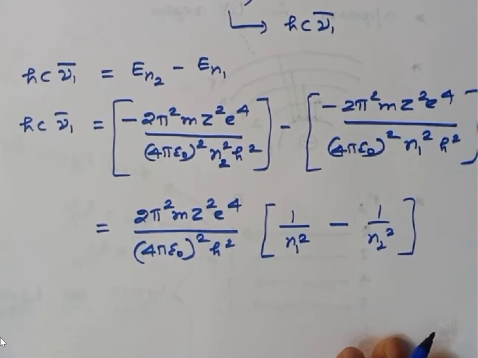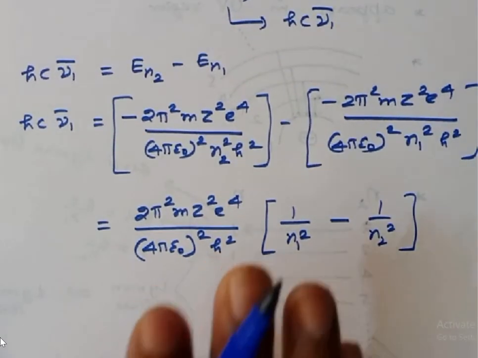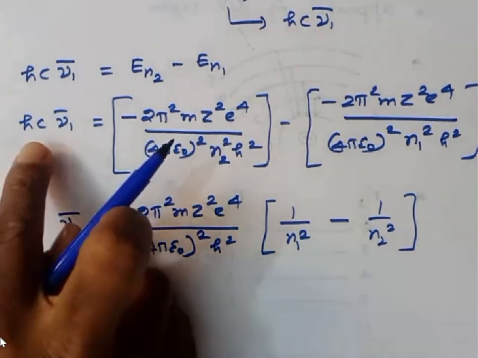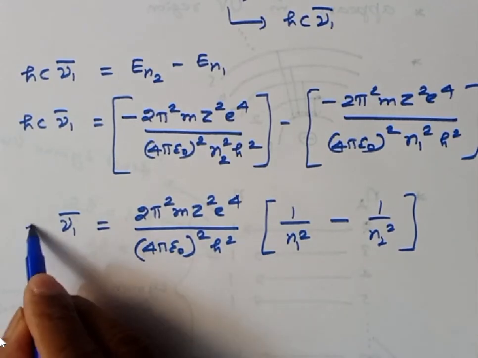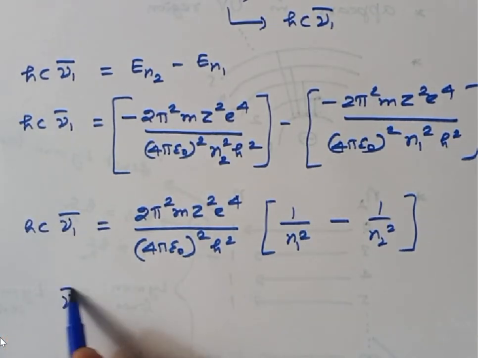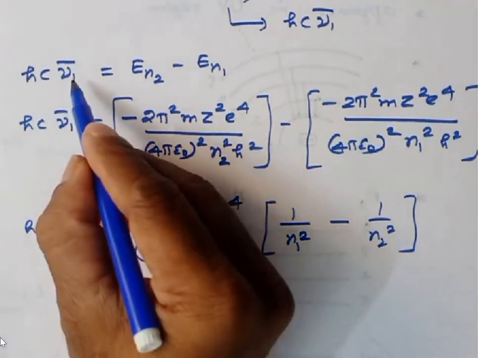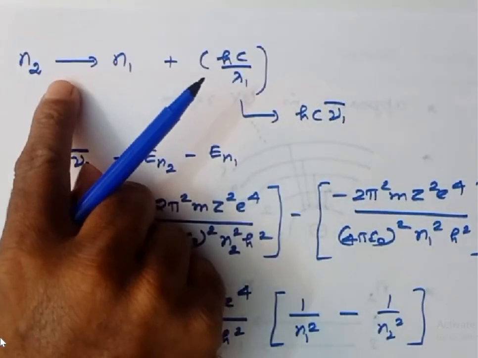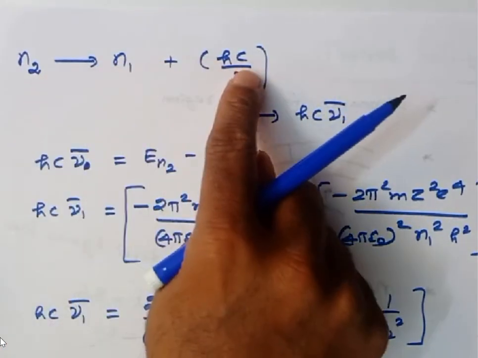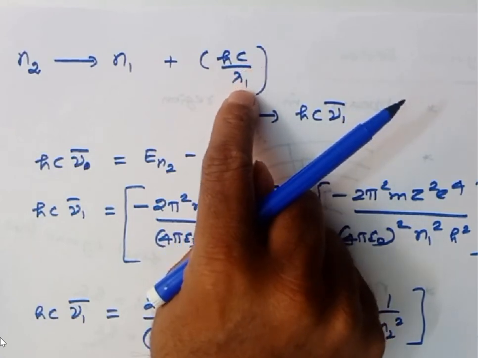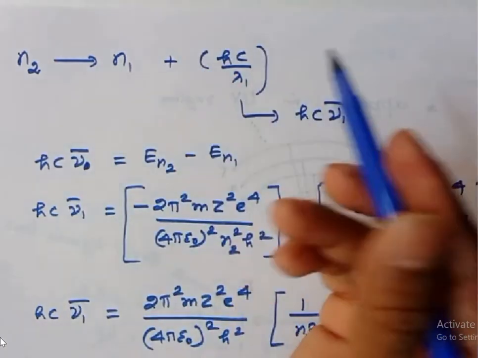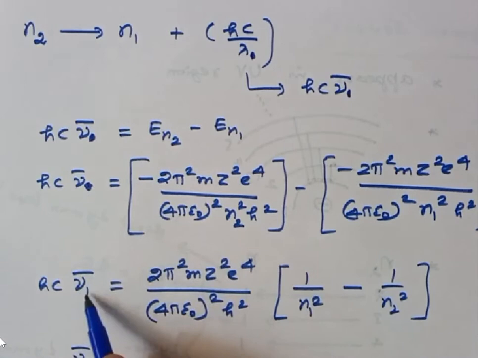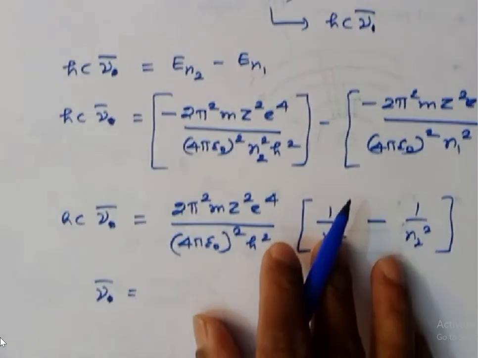Students, observe carefully. It's a very simple one, but very important. Now, our goal is to find the wave number. Therefore, I will bring this hc to the right hand side. In the next step, nu 1 bar equal to, or in general, nu bar. Because I have told you, when transition takes place from different levels, you get different photons. That's why you put lambda 1 for the next photon, lambda 2 like that. But in general, we'll put nu bar here. This one has no meaning here. Let me just write the general formula.